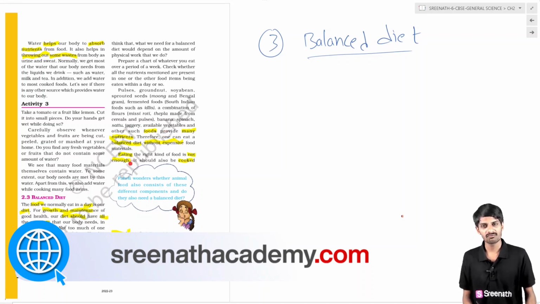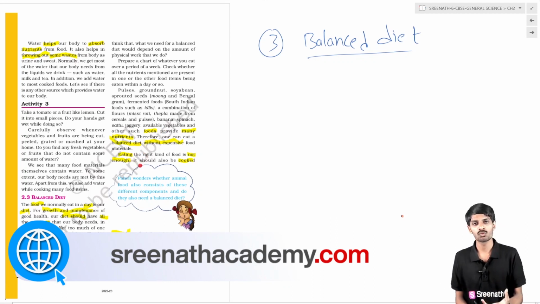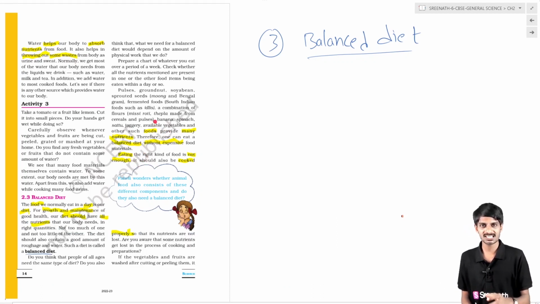In the same way, if you want to take a balanced diet, taking all these food items is the first step. The next step, how you prepare all these food items, is the major step. Why? Because while preparing food, so many vitamins and minerals will be lost. So care must be taken while cooking the food.